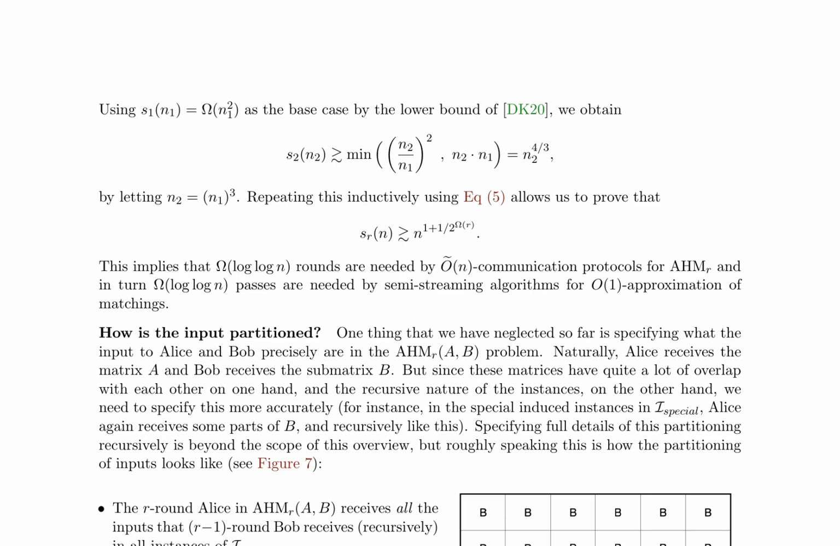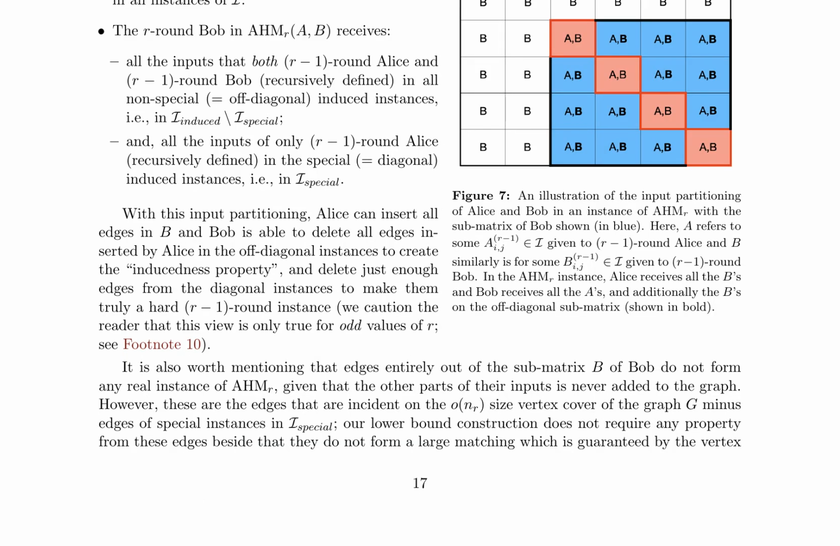The input partitioning between Alice and Bob is crucial and is defined recursively. Alice receives the matrix A, while Bob receives the submatrix B. However, due to the overlap between these matrices, the partitioning is specified more accurately. The authors outline this partitioning, where Alice receives all the B's and Bob receives all the A's, along with the B's on the off-diagonal submatrix. Notably, edges entirely out of the submatrix B of Bob do not form any real instance of AHM_R, given that the other parts of their inputs are never added to the graph.